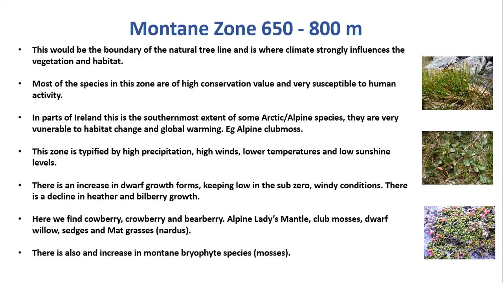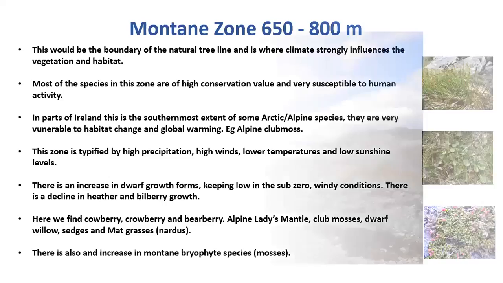And in this zone, you'll find plants that are adapted to this, like cowberry, crowberry and bearberry, alpine lady's mantle, the club mosses, dwarf willows, sedges, and the grasses change here to what's called mat grass or nardus. And you get an increase in the montane bryophyte species, which is mountain hardy mosses, effectively. So you get more moss appearing at these levels.